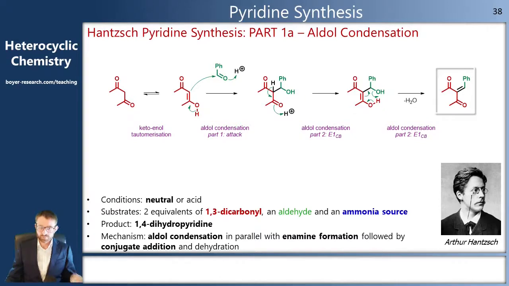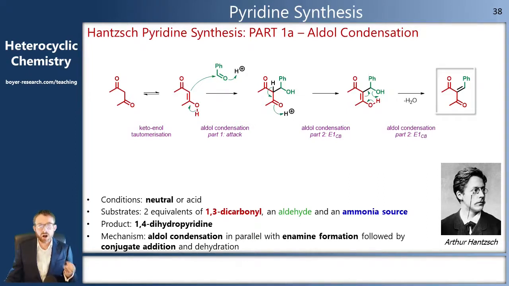First of all, we have the aldol condensation between our 1,3-dicarbonyl and our aldehyde. So the 1,3-dicarbonyl can exist in an enol tautomer, and that tautomer is nucleophilic, so we can push the arrows through from the OH, through remaking the carbon-oxygen double bond and attacking from the carbon between the 2 carbonyls onto our aldehyde.